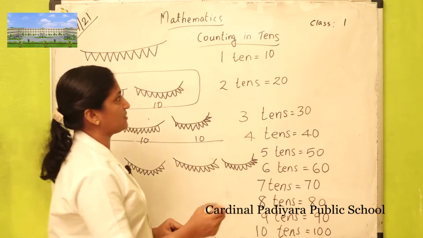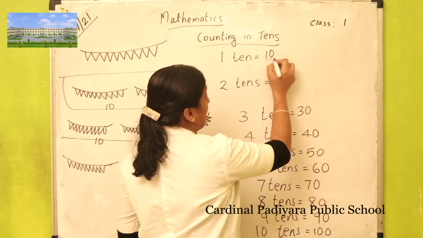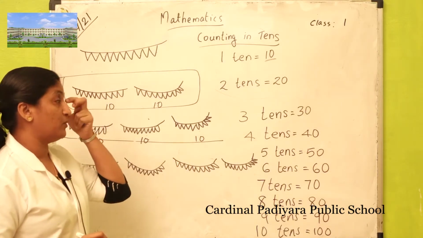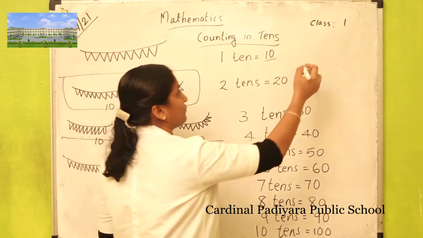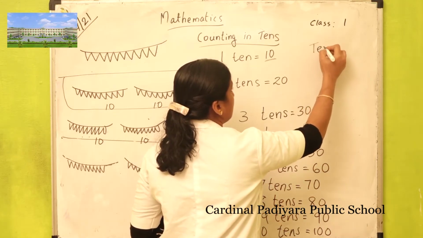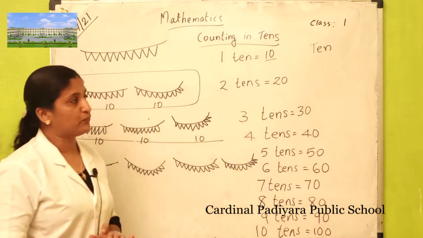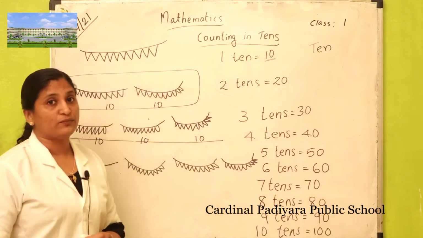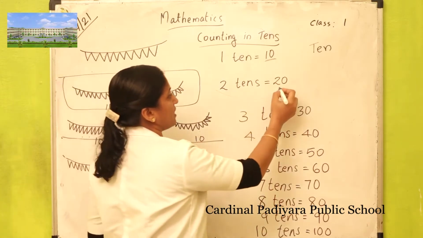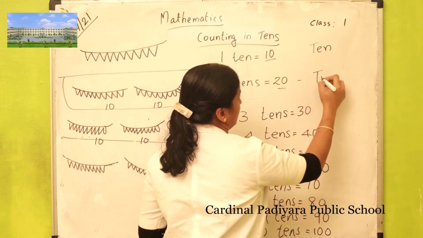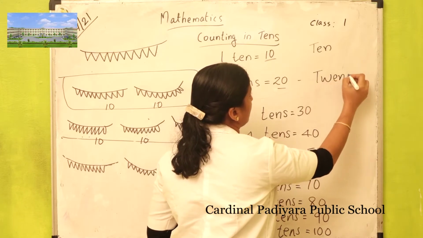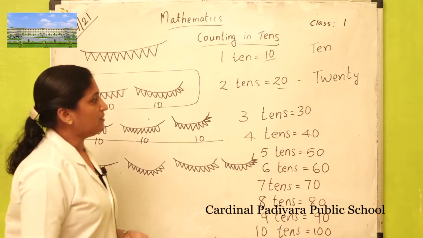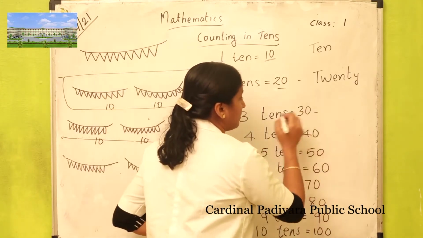Study these tens. Then look at this: what is the number name of 10? Tell me, what is the number name of 10? The number name of 10 is T-E-N. Then, what is the number name of 20? The number name of 20 is T-W-E-N-T-Y. Then, the number name of 30.